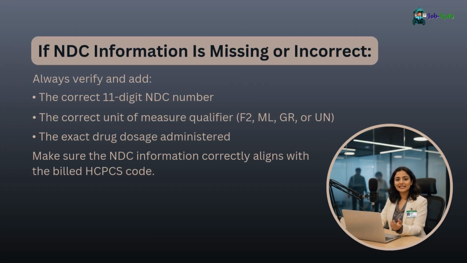If the NDC is absent, incorrect, or incomplete, the payer will hold the claim. Always verify and add the 11-digit NDC number, the correct unit of measure qualifier, it may be F2, ml, gr, or UN, and the exact given dosage, and ensure the NDC aligns with the billed HCPCS code. Once corrected, then rebill the claim.